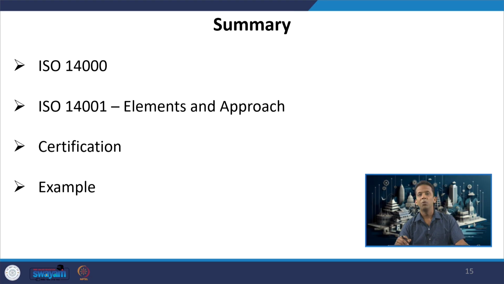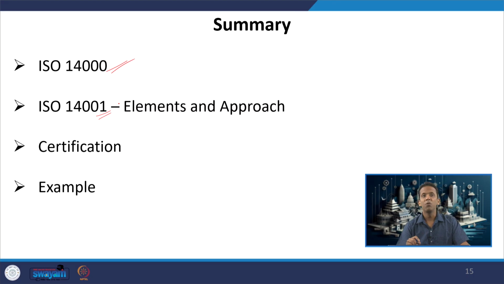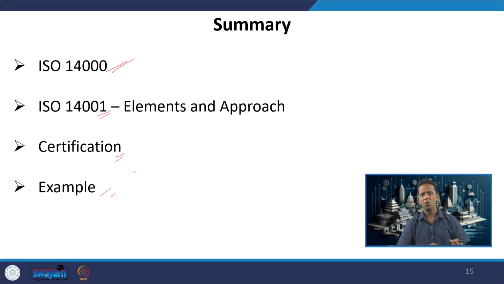So, with this we come towards the end of today's lecture, and to summarize, we started with the ISO 14000 series of standards, like when it came into existence, what was the history, and what are different types of standards affiliated with different aspects of the environment like labeling, auditing, LCA, EMS. Then we specifically focused on ISO 14001, looking at its elements and the approach, and the certification: how do we apply for ISO 14001 certification, what is the difference between certifying and accrediting body, followed by some example certificates of ISO 14001.